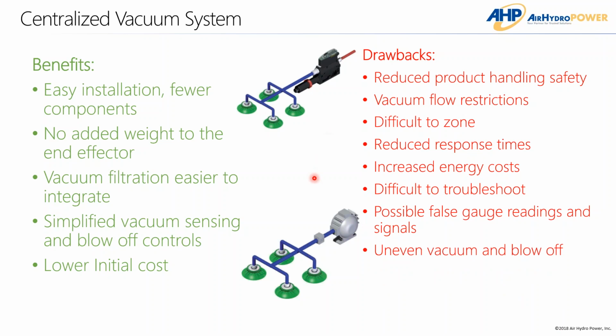Uneven vacuum and blow off. So as I mentioned, in that first instance back on the first screen where the cups were in line, or even in this instance where they're coming in and they first go to these two cups, chances are you're going to start pulling a higher vacuum across the first ones, and they're going to see the blow off first as well. So just having that inconsistency with where you're going to see your vacuum and your blow off coming from can cause problems.